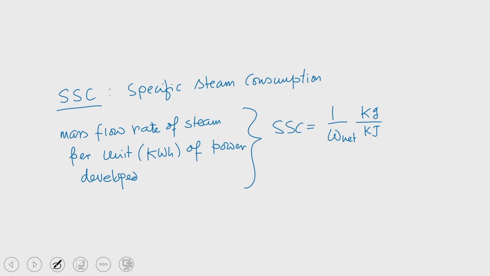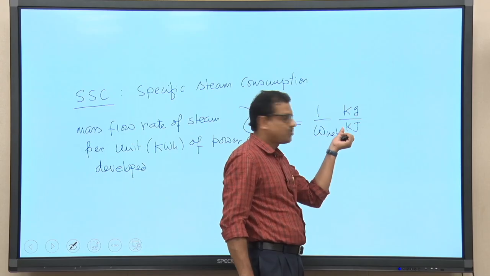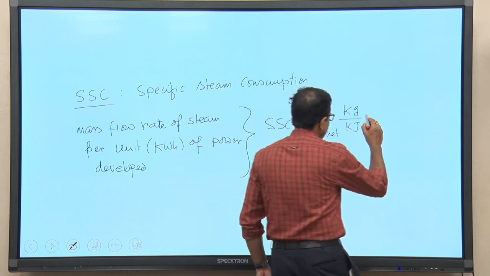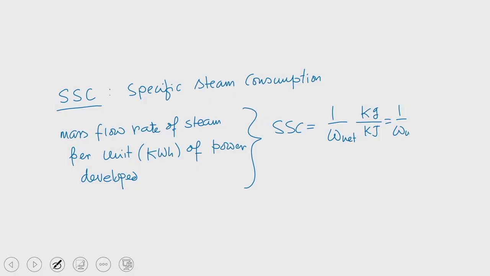So, basically we have to express steam consumption rate or specific steam consumption according to its definition, but SSC is nothing but 1 by W net, kg per kilojoule. So, per unit kilojoule of power developed, the mass flow rate of steam. So, this is nothing but 1 by W net, that is kilowatt second. Therefore, 3600 by W net. So, this is what we can write.